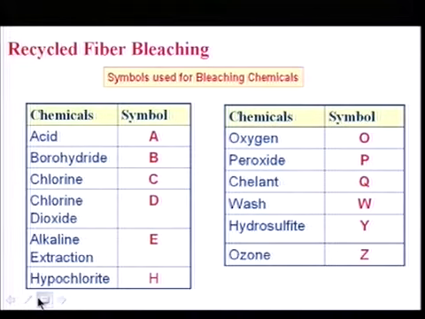The letter W denotes the washing stage between the bleaching stages. The letter for hydrosulfide is Y. It is the second letter of the hydrosulfide word, because H is already taken for hypochlorite. Same thing is true for ozone. The letter Z is taken, the second letter, to represent ozone.